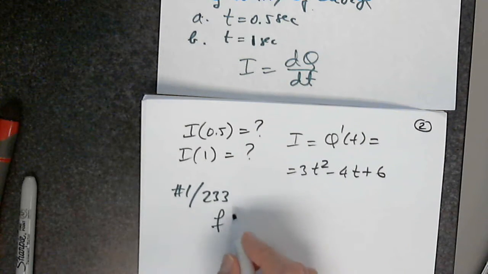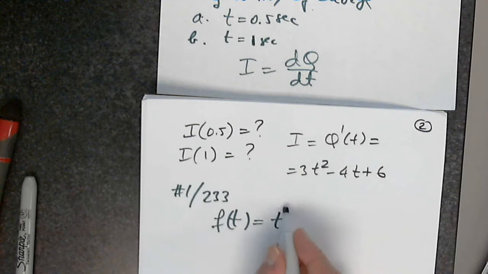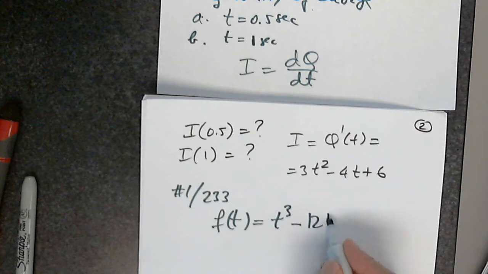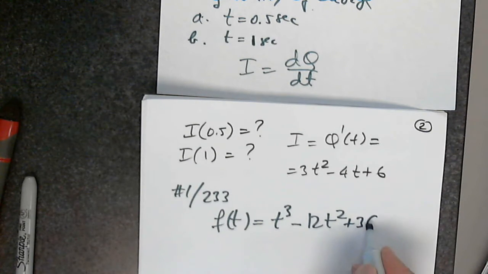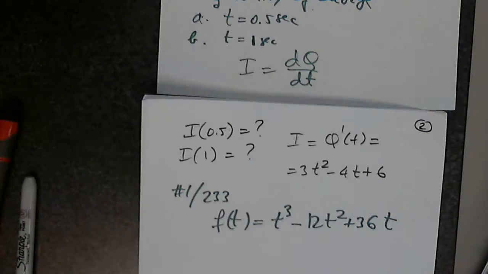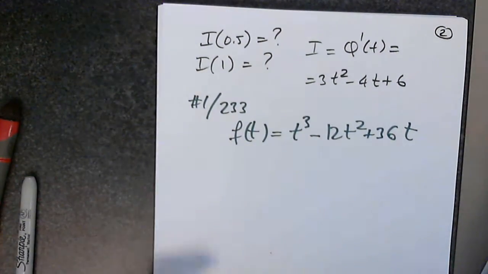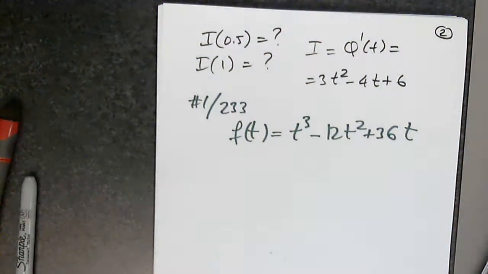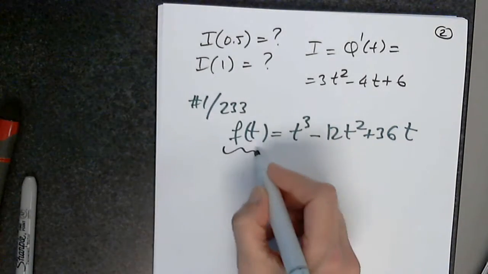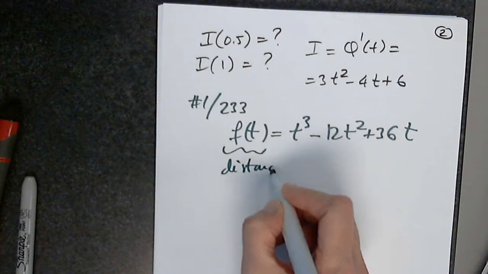So we are given a function f of t, which is t cubed minus 12t squared plus 36t. And this is a long set of questions we have here. Let's see first of all what this is. I only copied the function, but I didn't mention anything about it. A particle moves according to a law of motion. So this is a motion function or distance function.